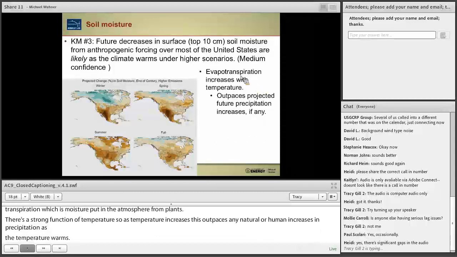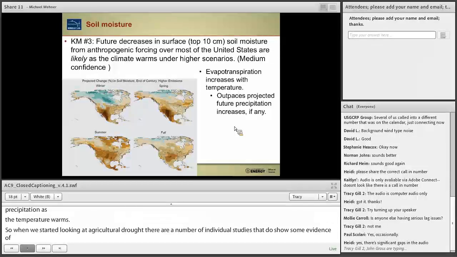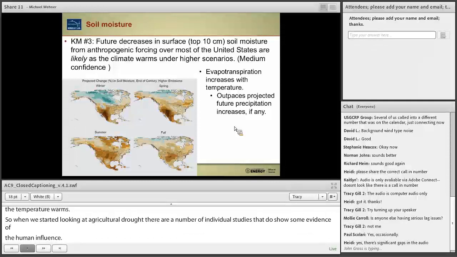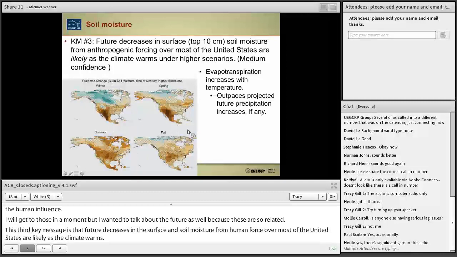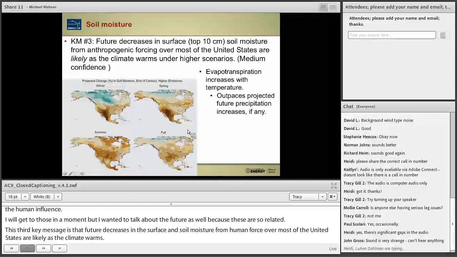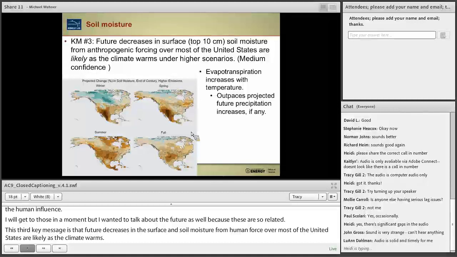And I'll get to those in a minute, but I wanted to talk about the future as well, because these are so related. And this third key message is that future decreases in the surface, this is the top 10 centimeters, in soil moisture from human forcing, anthropogenic forcing, over most of the United States are likely as the climate warms under the highest scenarios. And like I said before, the evapotranspiration increases with temperature. And what you see is that pretty much entirely over the United States in the future, under this high emissions, no policy scenario, RCP 8.5, soil moisture is projected to be decreased everywhere. Well, almost everywhere.